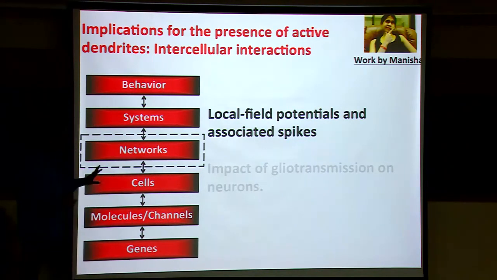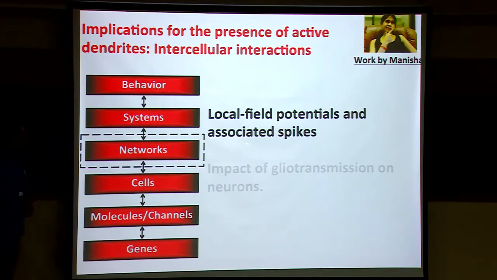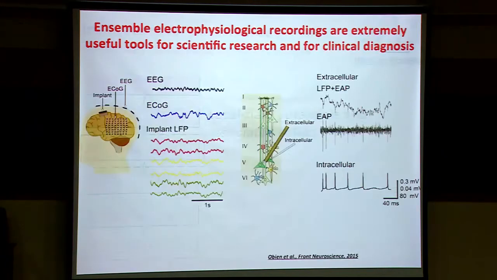So I'm going to show you two different examples. One is about ensemble recordings from neurons, where these signals are generated by combinations of several different neurons spiking or getting inputs at the same time. That's one kind of thing. And in the second part, I'm going to talk about interactions between neurons and what are called astrocytes. So these are other kinds of cells that are present in the brain, and how they interact with each other. Right? So the first part of the work was done by Manisha.